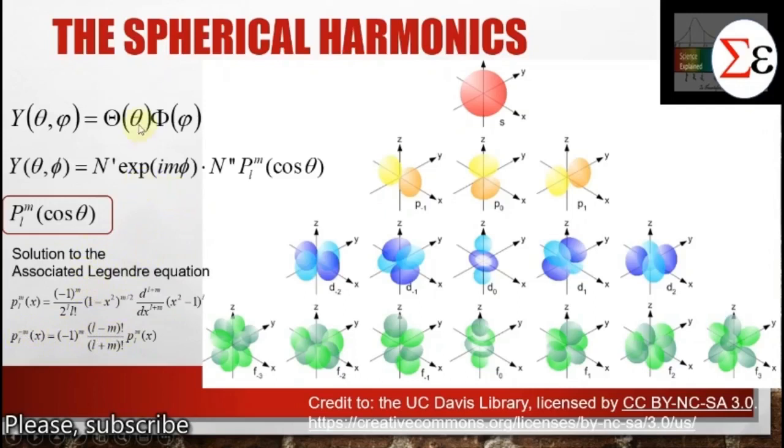As a consequence of the product of the theta and phi equations, we have the spherical harmonics, or, as we know, the atomic orbitals. When L is 0, we have the s orbital. When L is 1, we have the p orbital with 3 orientations. When L is 2, we have the d orbital with 5 orientations. When L is 3, we have the f orbital with 7 orientations.